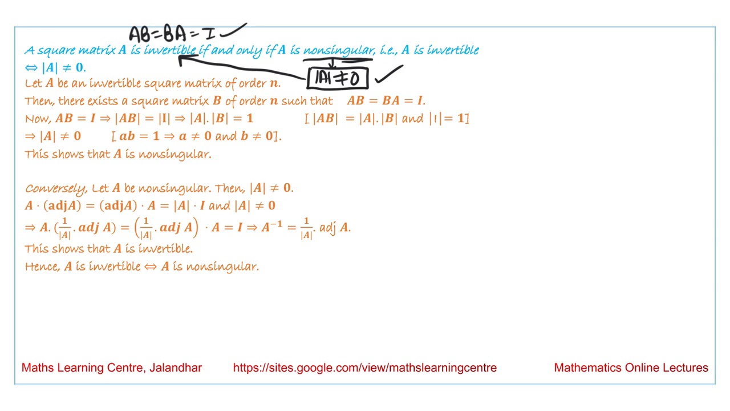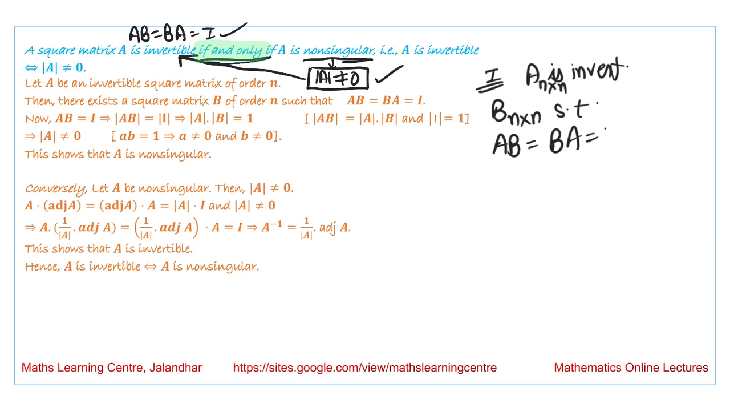So we have to prove this. It is an if and only if condition over here, so we have to prove this in two parts. In the first part, we are considering that A is invertible. It means there exists a matrix B. If the order of A is n cross n, B will be n cross n, such that AB = BA = I.